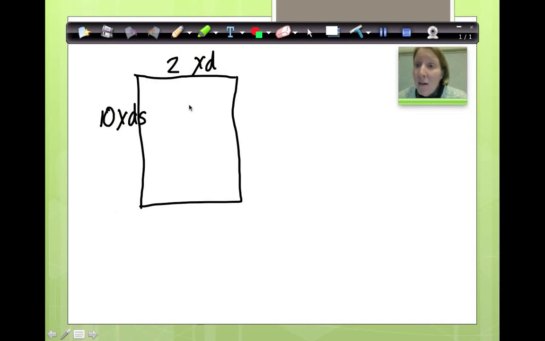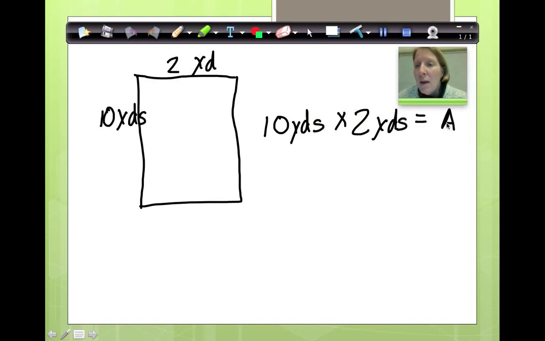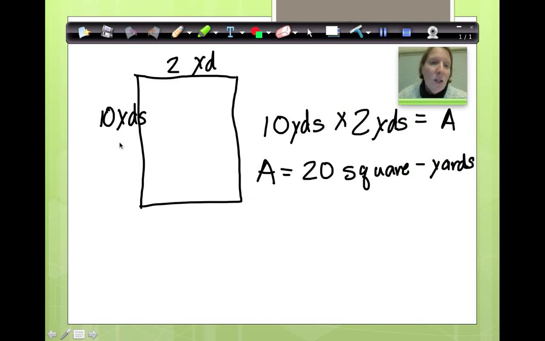What would be the area that I need to put new grass on to cover my football field before the Super Bowl? Let's see. I'm not sure how it's going to grow in the snow, but let's do it. So 10 yards times 2 yards. All I need are 2 sides. It gives me the area. So what's 2 times 10? It is 20 square yards. Okay? That's all we need, just the two.